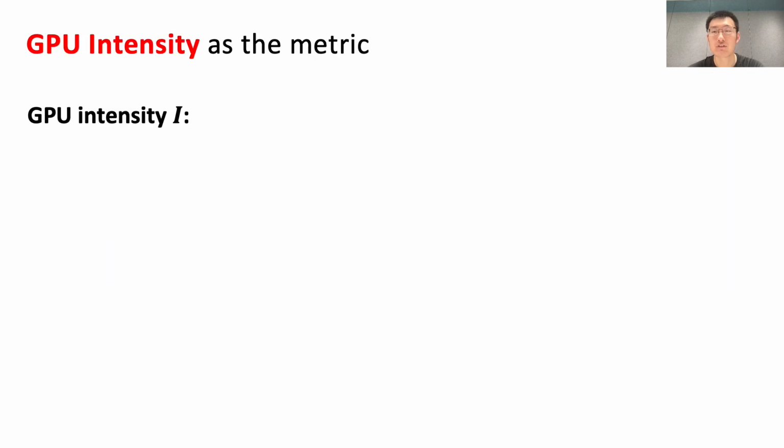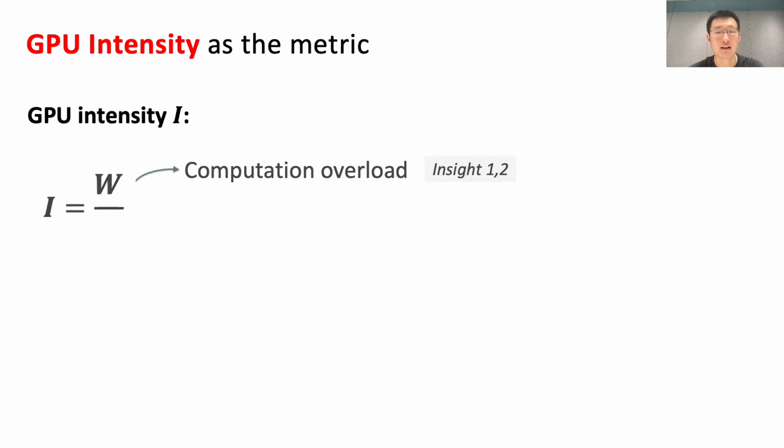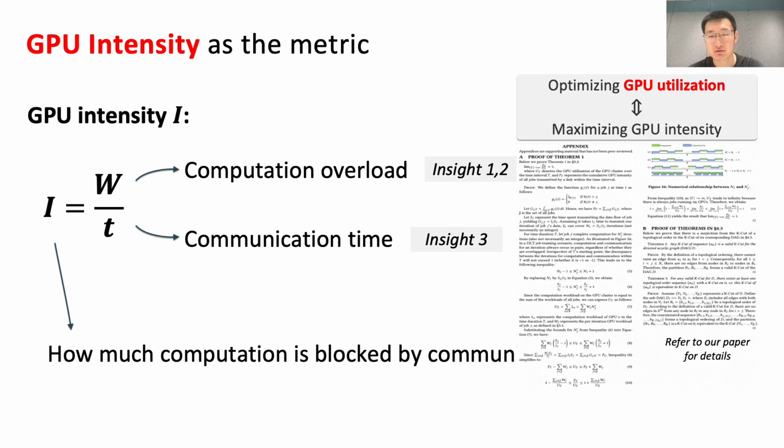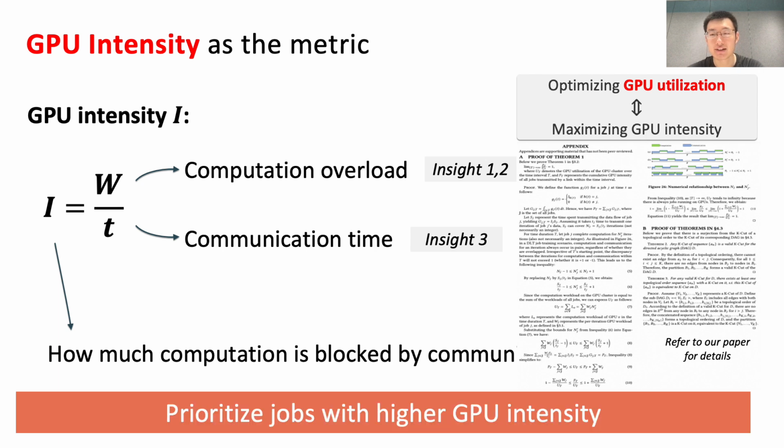To quantify the importance of each job mathematically, we propose a new concept, GPU intensity. Generally, intensity can be represented by dividing the amount of computation, W, by the amount of communication, T. It describes how much computation is blocked by a certain amount of communication. And we prove that optimizing GPU utilization is equivalent to maximizing GPU intensity in communication scheduling. Details can be found in our paper. Based on GPU intensity, our key idea is to prioritize jobs with higher GPU intensity.